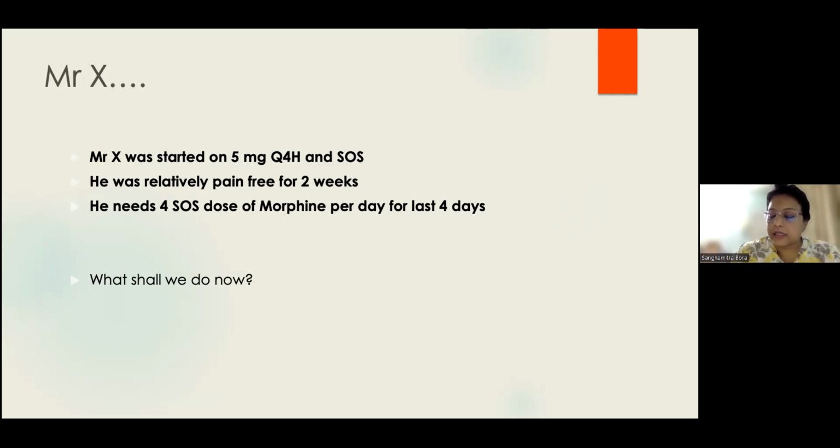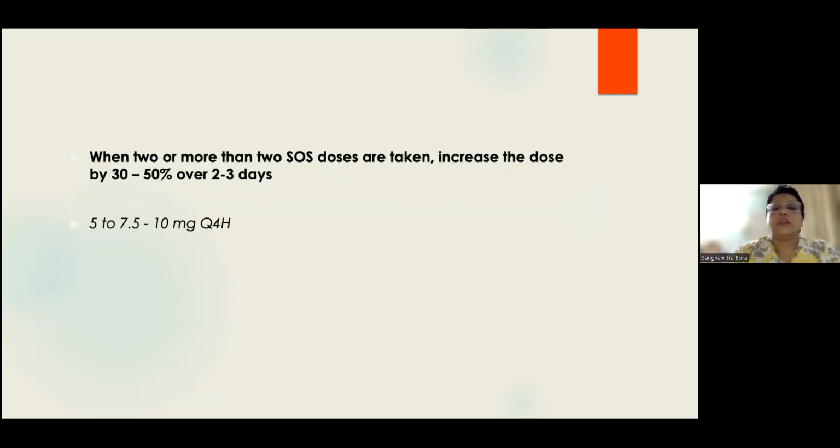Okay, that's correct. So the rule is that when two or more SOS doses are taken, we increase the dose by 30 to 50% over the next 2 to 3 days. And over the next 2 to 3 days, we have to observe the patient, whether he needs more morphine, or is he slipping into the vicious cycle of getting more side effects.